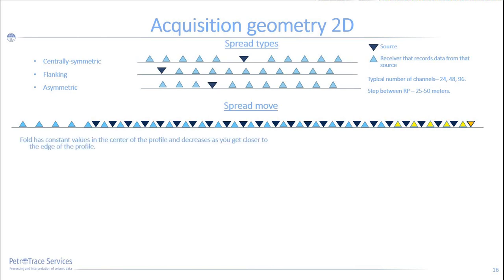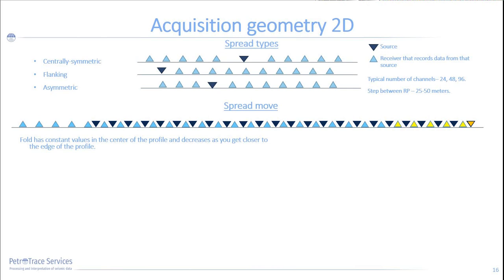Fold is the nominal value of summation traces falling at one CMP point. It will have constant values in the center of the profile, with deviations in case of displacements of receivers. When approaching the edge of the profile, the fold will gradually fall. In this case, it will decrease by one value, since we will lose one trace. In the last example, the edge values of the fold will be 5, the central 10.